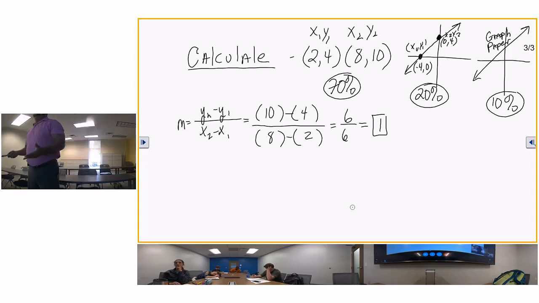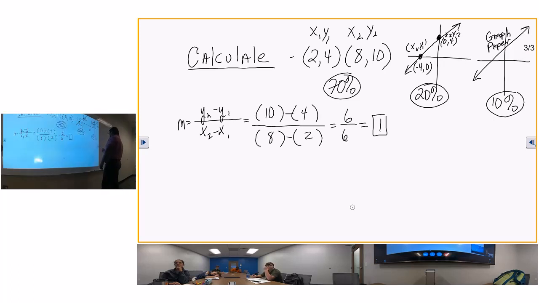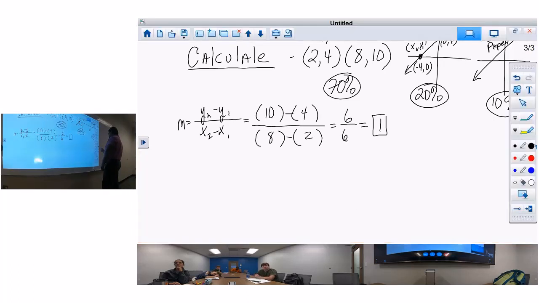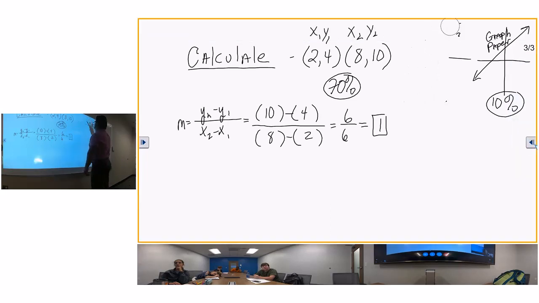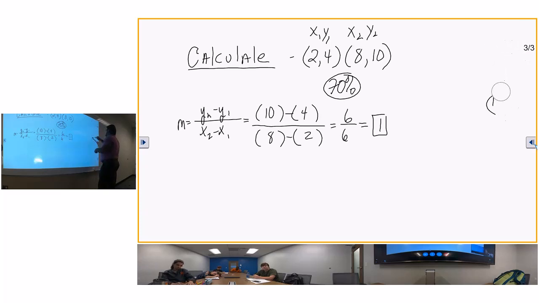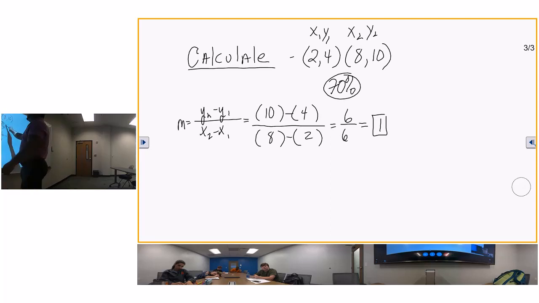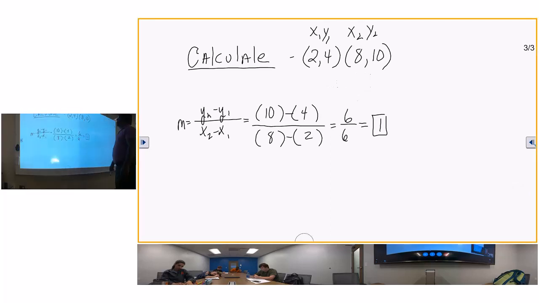Okay, first of all, I'm going to erase these because I don't want you to get these confused when you're doing your notes. These two don't have anything to do with the problem we just did. They're just examples. So that's basically how to calculate slope.